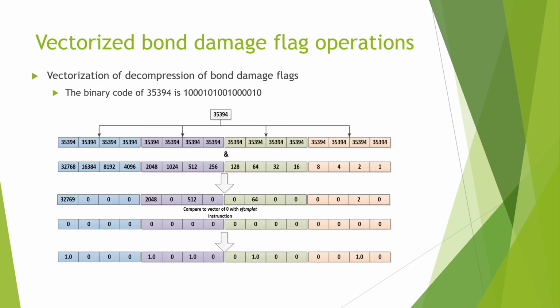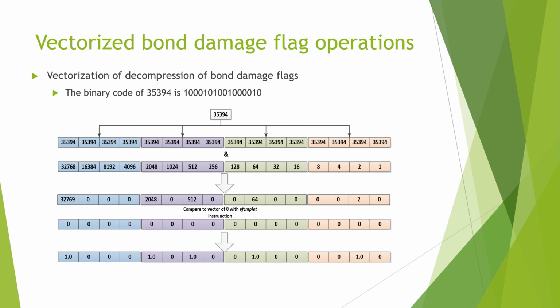After optimizing the instruction scheduling, we vectorize the operations of bond damage flags for better performance. 16 damage flags of 16 bonds between two groups are stored as 16 bits in an integer. Before taking part in the calculation, the flags need to be decompressed and changed into double variables.